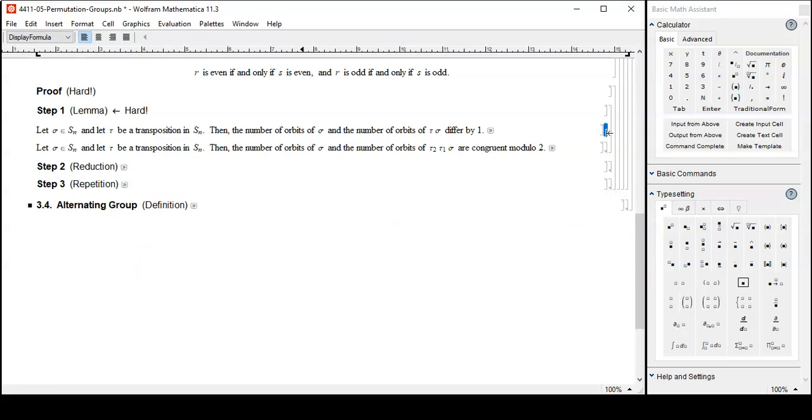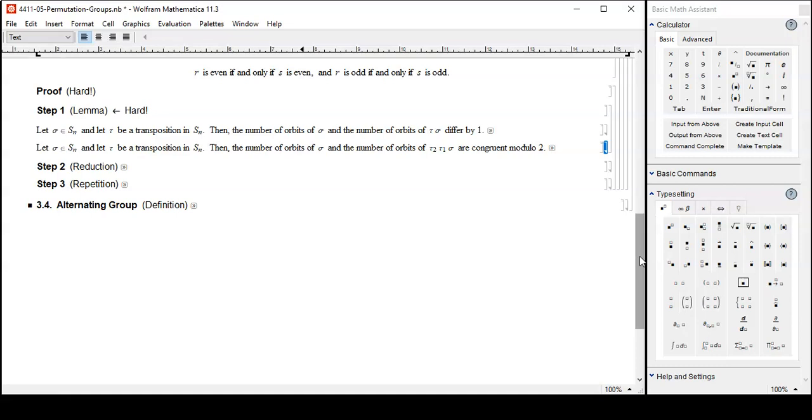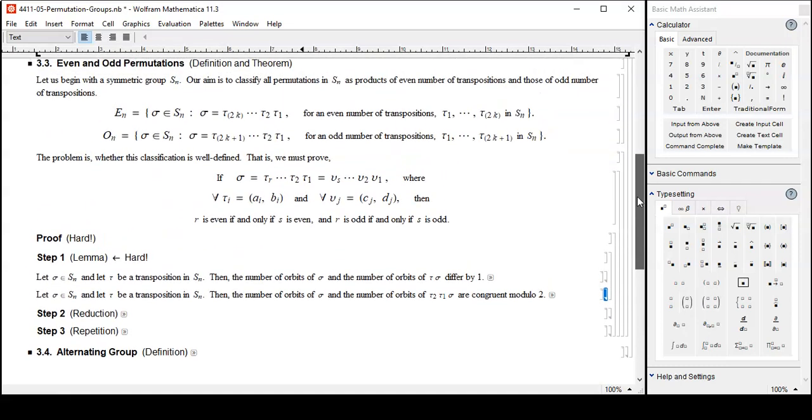Consequently, the number of orbits of sigma and the number of orbits of tau sigma differ by 1. And if you apply that twice, and then if you compose two transpositions, you get either plus 1 plus 1, plus 1 minus 1, minus 1 plus 1, or minus 1 minus 1. In any case, congruent modulo 2. So even versus odd will not be affected.